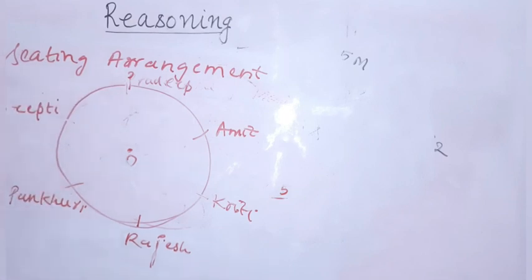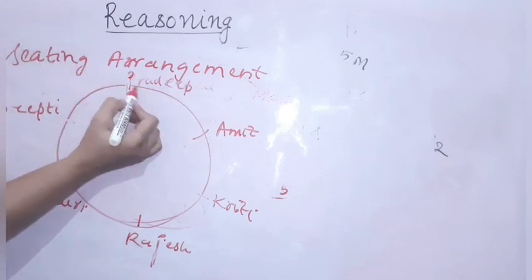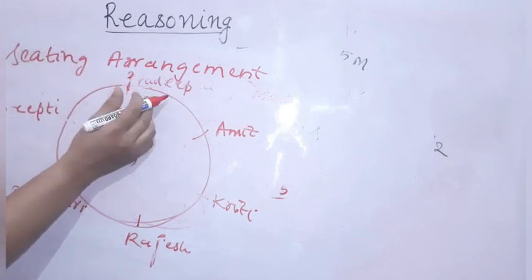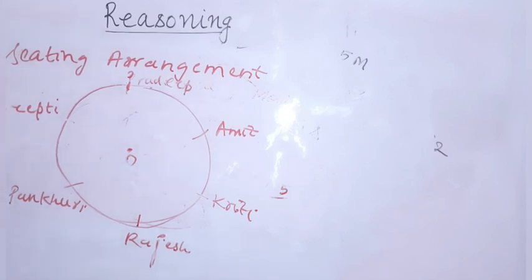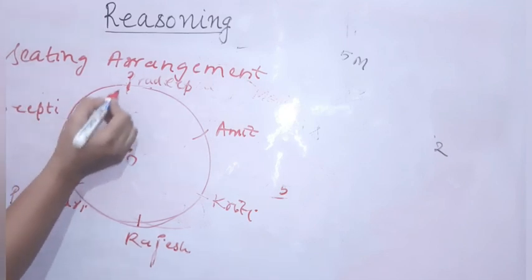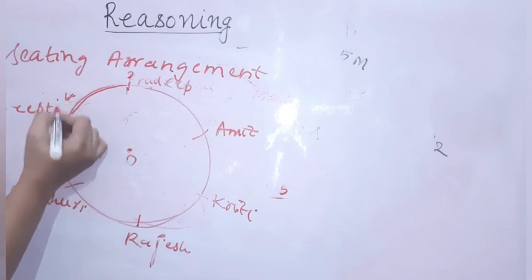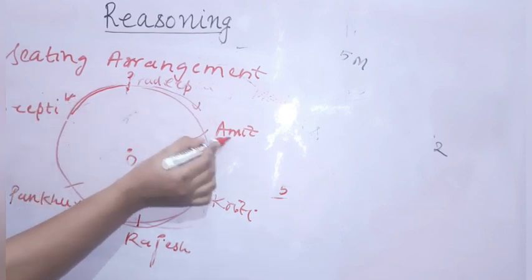So who is sitting next to Pradeep? You have to tell me in the comment section, students. Once you see this diagram, you can see that this point is Pradeep's place. So Pradeep is sitting here. As per the question, who is sitting next to Pradeep? If you look on the left side, Deepti is sitting. If you look on the right side, Amit is sitting.